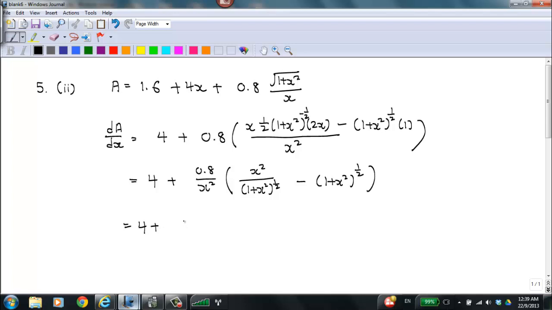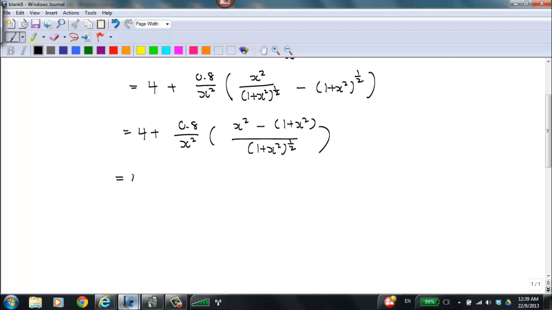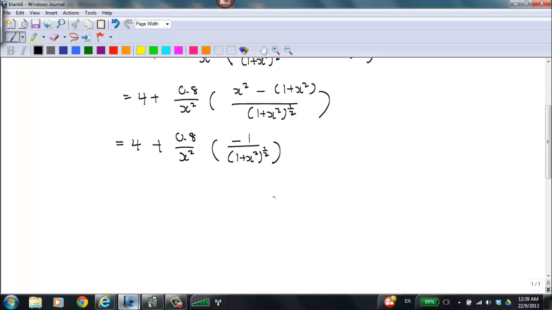Now this means that I can do more simplification so that later when I set dA/dx to be equal to 0, the value of x can be more easily found. Okay, double check, yes. So 4 plus 0.8 x squared will give me minus 1, 1 plus x squared to the power of half. Okay, so this means that this is the dA/dx.